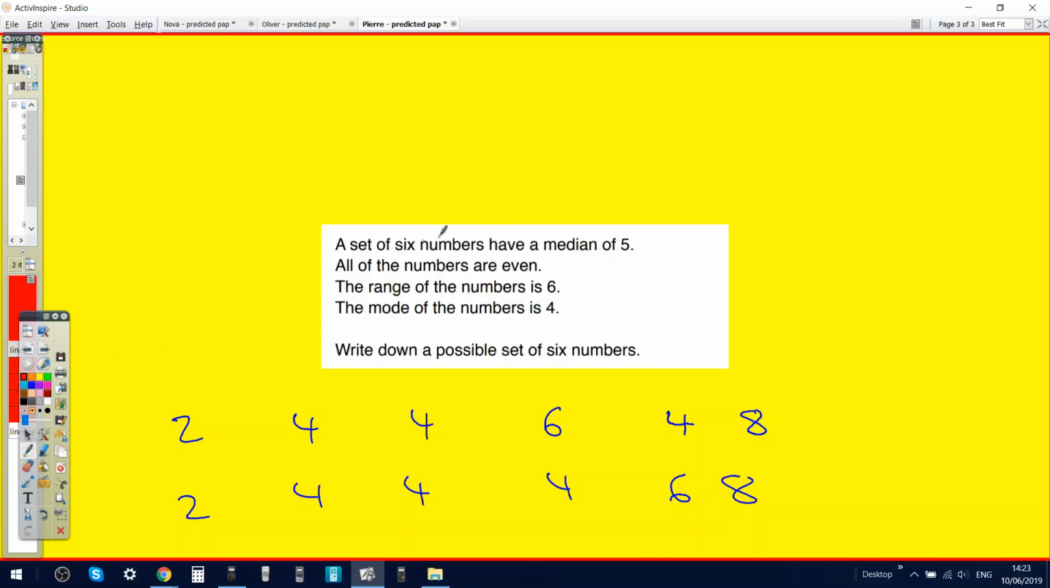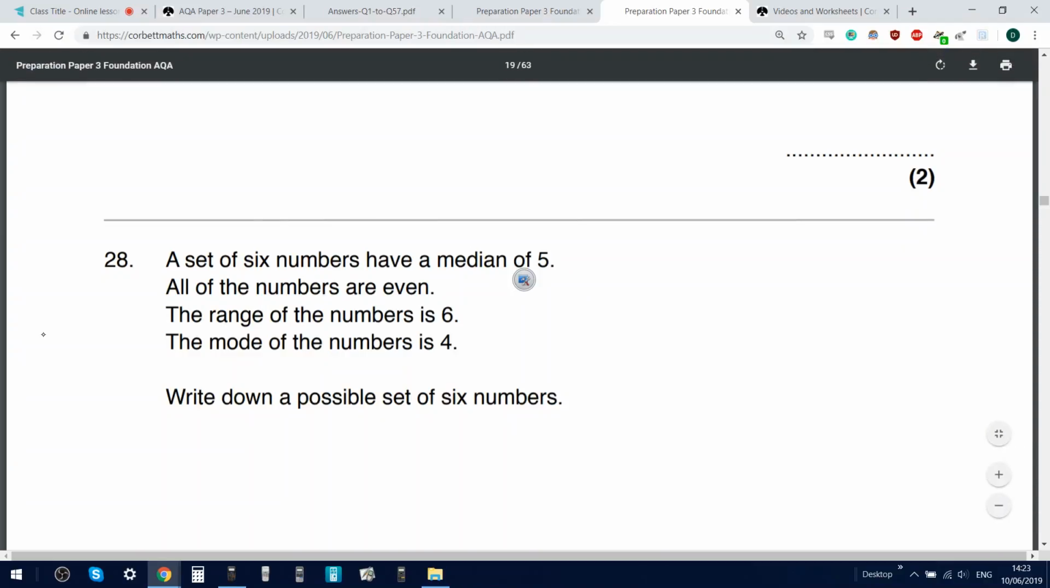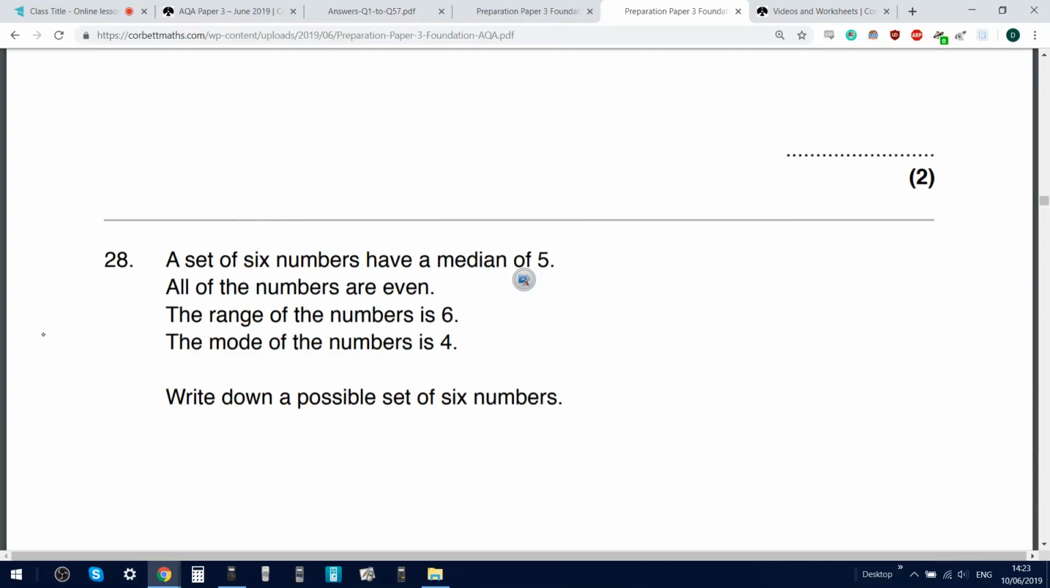Let's see. So a set of 6 numbers. So median of 5. So yes, all the numbers are even. The range is 6. The mode is 4. Yep, that's correct. Does that work? Oh, brilliant. I usually struggle with those questions, so that's a good sign. Okay, well, I guess we should just continue.